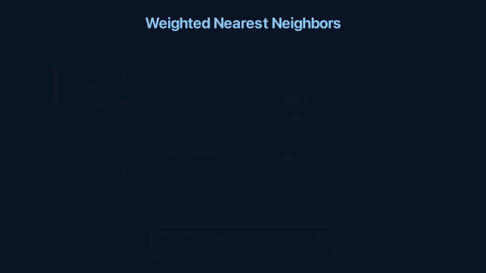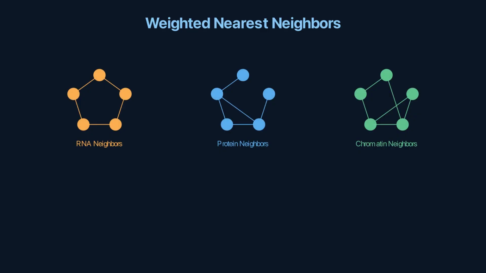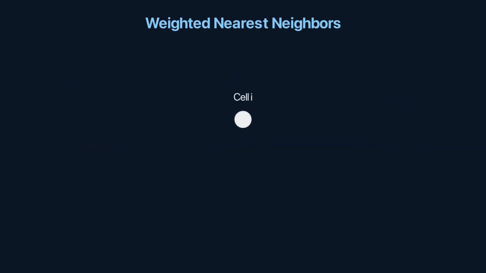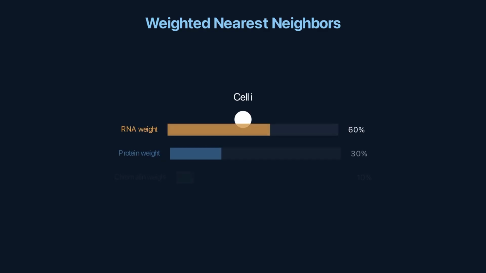Weighted nearest neighbors comes from the single-cell world. Build separate neighbor graphs for each data type: RNA neighbors, protein neighbors, chromatin neighbors. Then for each individual cell, weight the graphs by how informative each layer is for that cell.